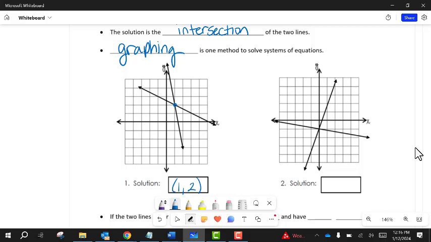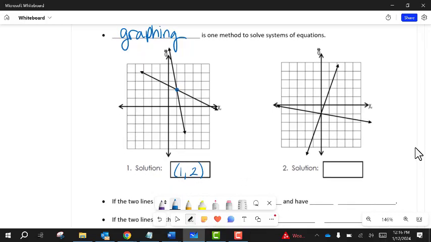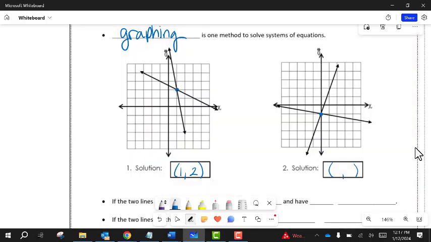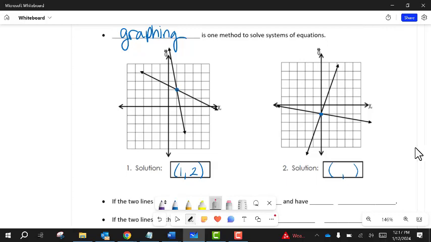Looking at our second example, I'm going to find where they cross. Again, I need to identify the solution, and the solution is where they cross. In this example, I'm not going to need to move left or right at all because my point is just straight down on the y-axis. When that happens, I'm not moving left or right, so my x value is 0. Then I need to move down 1, and because I go down, my answer is going to be -1. So the solution for the second graph is (0, -1).